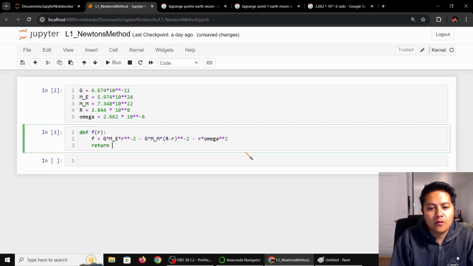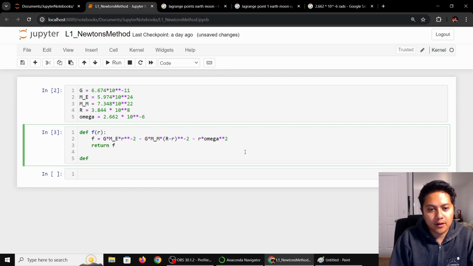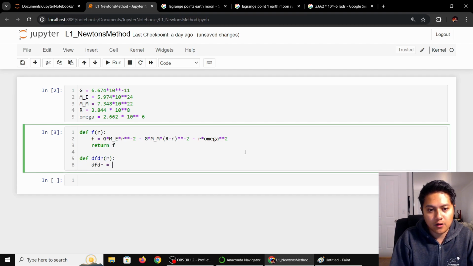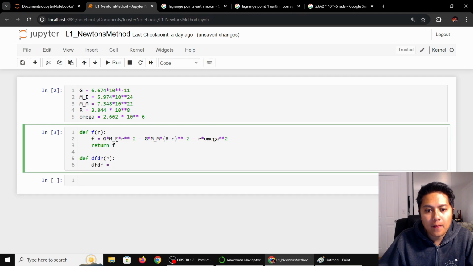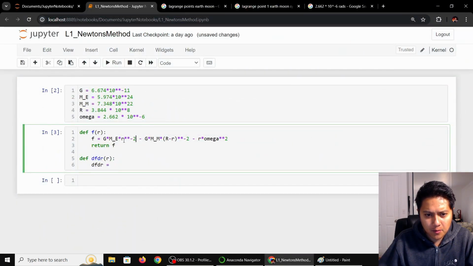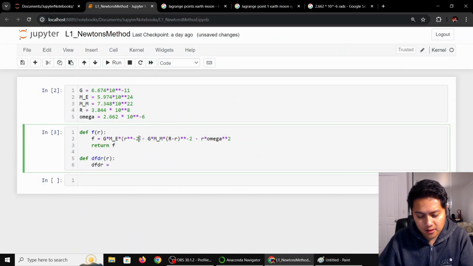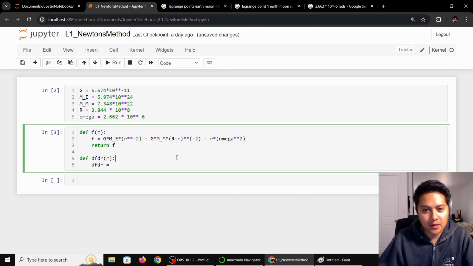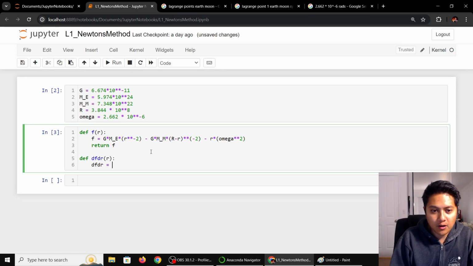Okay, return f. And then I'm going to define dfdr of r, which is just going to be, basically, just what we wrote down here, right? So it's minus 2 G M. I'm just kind of concerned about this. Maybe I should just parenthesize this. I'm not so sure. I'm just getting a little paranoid that my things are not going to work right, so I'm just overly protecting my variables. That's probably unnecessary, but better safe than sorry.